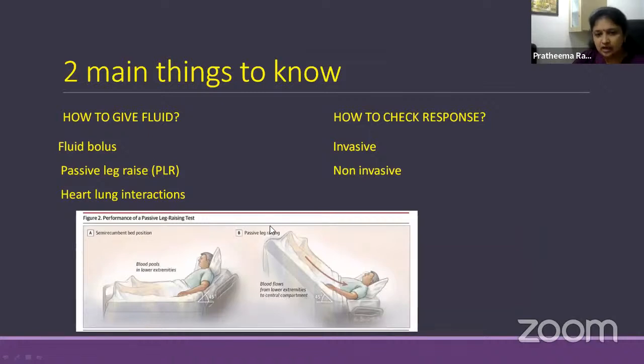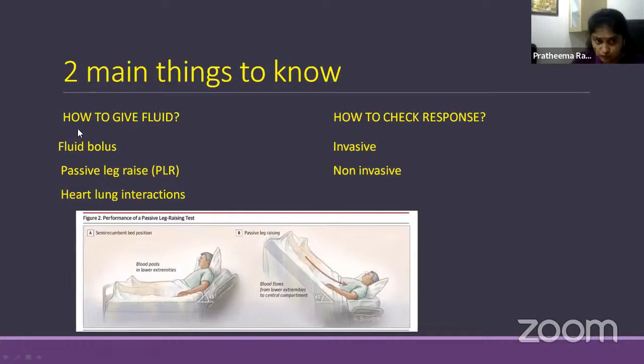So this is like an auto transfusion. Instead of giving a fluid bolus from outside, this patient is given a passive leg raise. So the bolus goes into the heart from the lower part of the body. Whatever pooling of blood is there, it is just given as an auto transfusion. And we always also look at the heart-lung interactions. If the patient is ventilated or spontaneously breathing, if the patient is taking a deep breath, what is happening to the blood pressure? So this is what we decide to do.